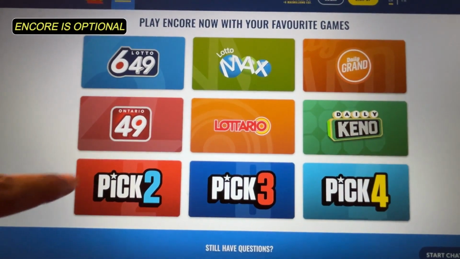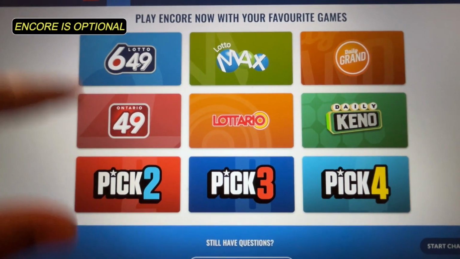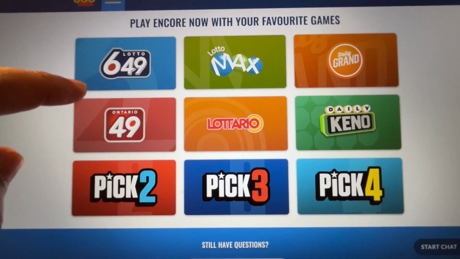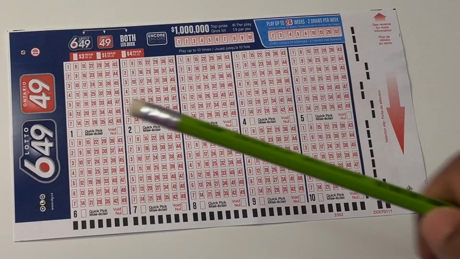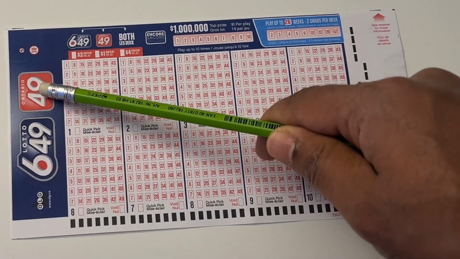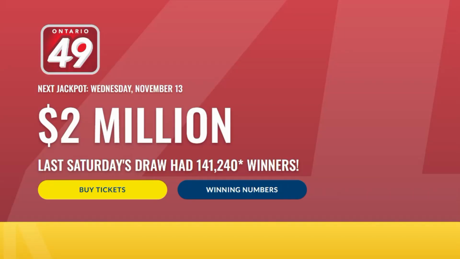All of these have Encore. You can see here, play Encore. So any of these you buy, you can also add Encore with that. You can go to the retail store and pick this form. So here you see there are two different lottery tickets, Lotto 649 and Ontario 49. The form is the same depending on what you choose.